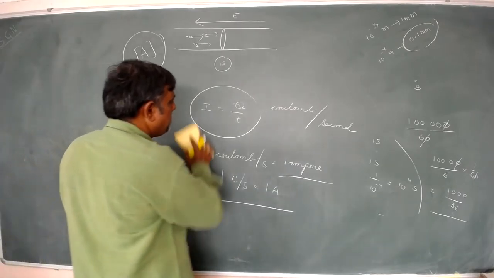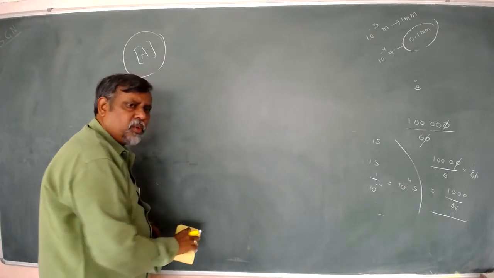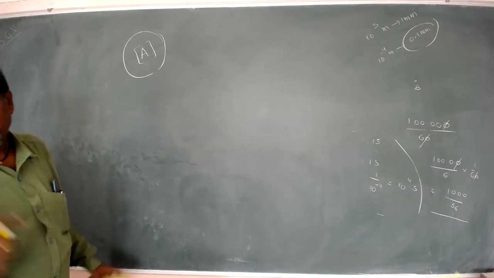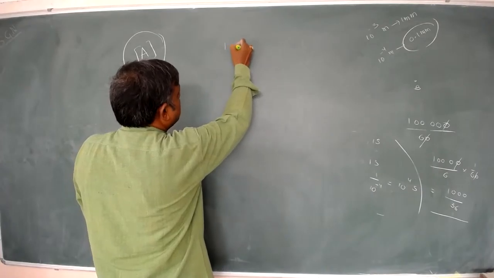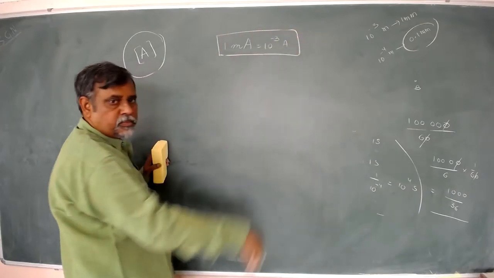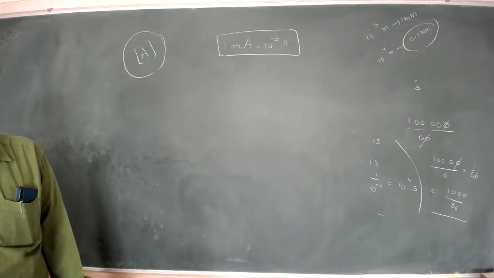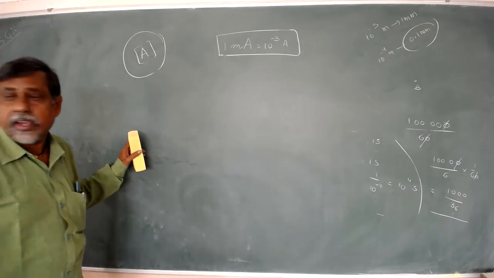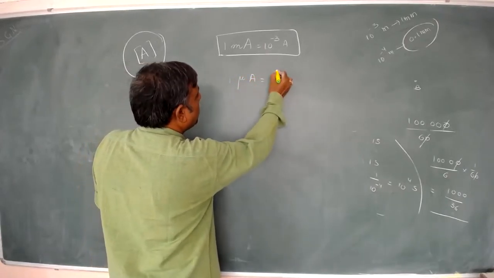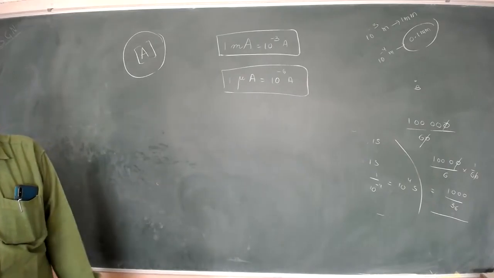In some of the problems or applications, we will be measuring electric currents which are of very low levels. When a PN junction diode is in the forward bias condition, we will be measuring the electric currents in terms of milliamperes. 1 milliampere is equal to 10⁻³ ampere. When a PN junction diode is in the reverse biased condition, a very small amount of current is obtained, measured in microamperes. 1 microampere is equal to 10⁻⁶ ampere. So these are the conversions that we are going to use when solving the problems.